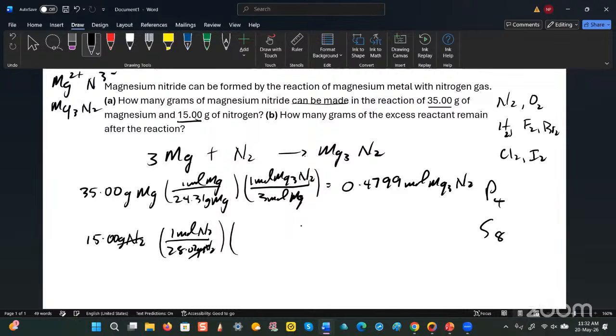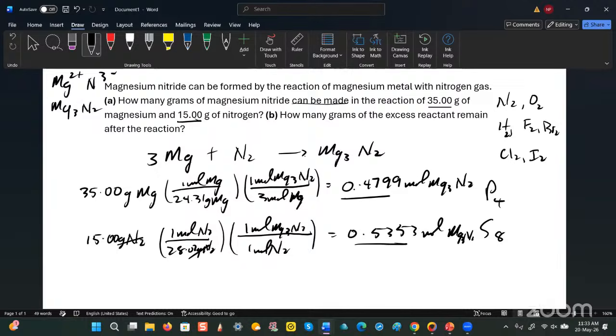And then we look at the mole ratio between the nitrogen and the product. It's a 1-to-1 mole ratio: 1 mole of Mg3N2 above, and 1 mole of N2 below. So let's see what that gives. That's 15 divided by 28.02. According to my calculation, I got 0.5353 moles of Mg3N2.